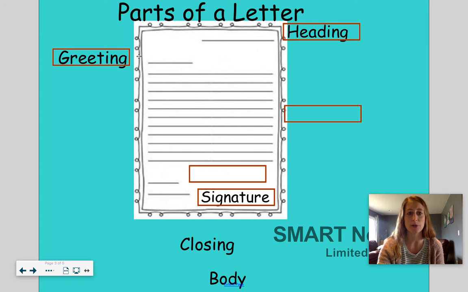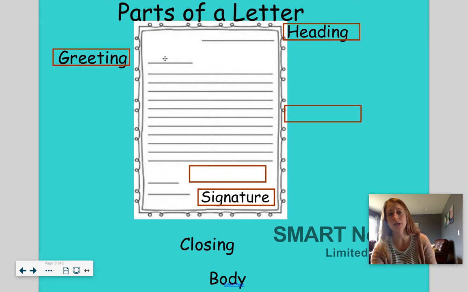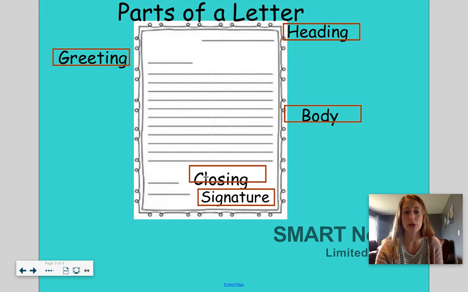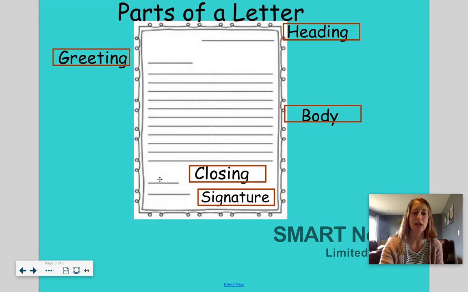Then we have the greeting. The greeting is where you say hello or dear. If you're writing to your mom or your teacher, dear mom or dear Mrs. Primusberger. Then you have the body, and that's all the sentences and things that you want to write about and tell them about. So that's the body. And then we have the closing where you write love, sincerely, your friend, and do a comma.